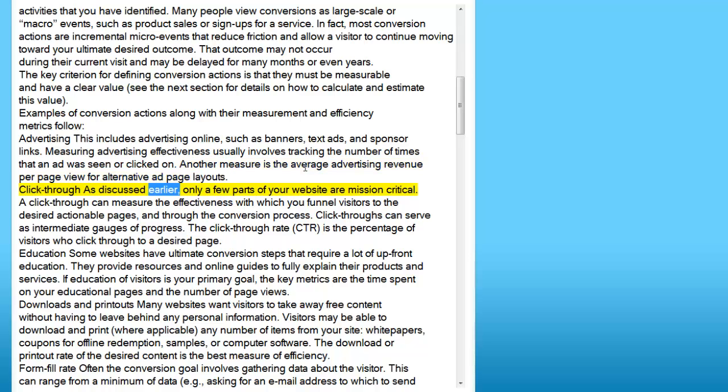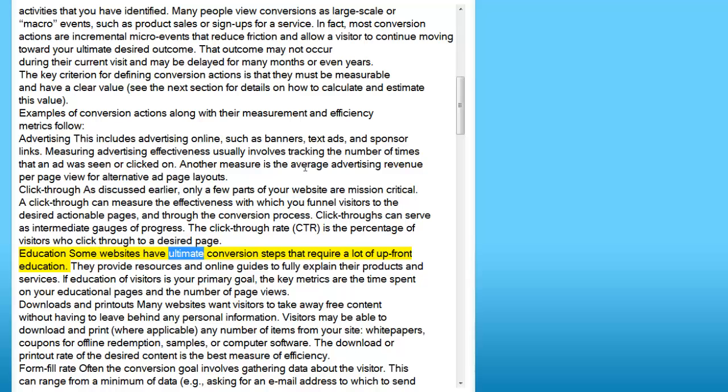Click-through: as discussed earlier, only a few parts of your website are mission-critical. A click-through can measure the effectiveness with which you funnel visitors to the desired actionable pages and through the conversion process. Click-throughs can serve as intermediate gauges of progress. The click-through rate (CTR) is the percentage of visitors who click through to a desired page.